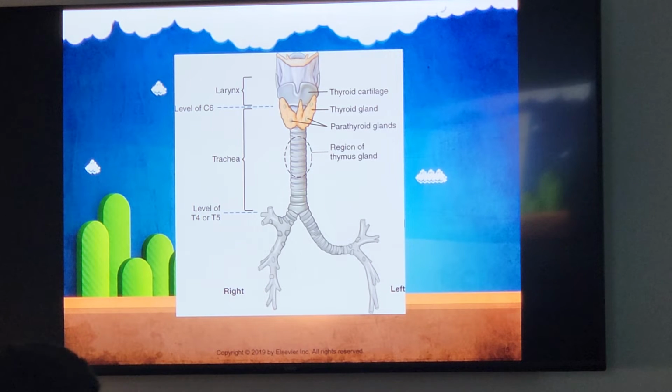Yes, so there are two lateral sides to the thyroid cartilage, and in the front it is joined, it makes a point that we call the Adam's apple, or the laryngeal prominence. That is at the level of C4, usually. And then right below it, we have the thyroid gland.